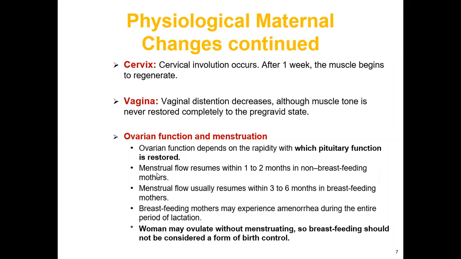Menstrual flow resumes within 1 to 2 months in a non-breastfeeding mother. Menstrual flow regularly resumes within 3 to 6 months in a breastfeeding mother. A breastfeeding mother may experience amenorrhea during the entire period of lactation. So women may ovulate without menstruation. So breastfeeding should not be considered as birth control.